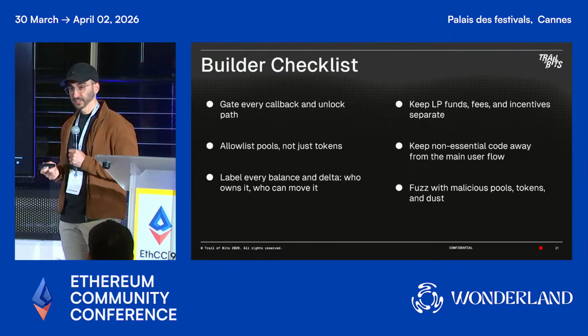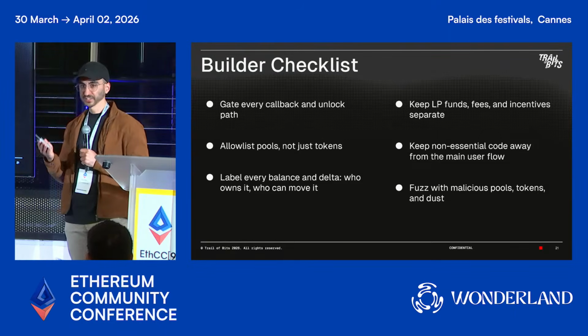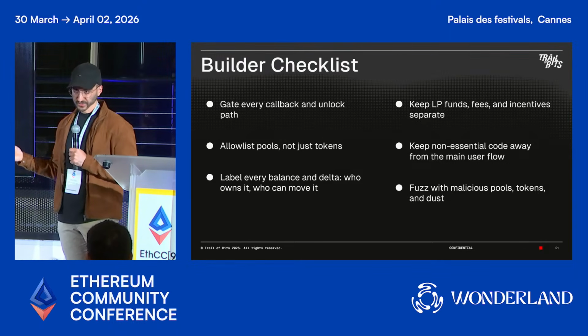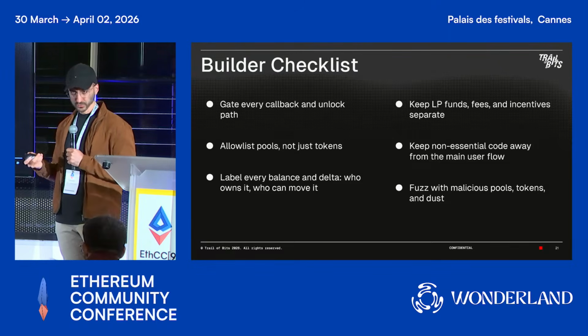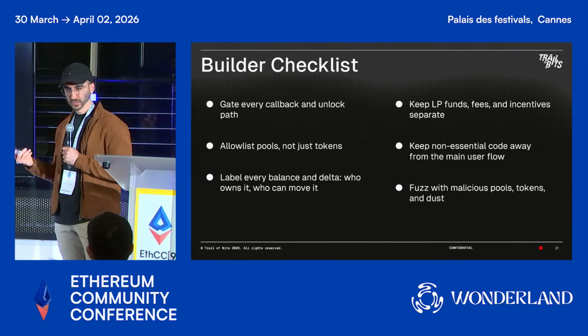Make sure any peripheral paths are not reverting or are not potentially DOSing the main user flows, like the withdrawal path. And as always at 12 bits, we always recommend to fuzz any single entry point that you can be thinking of, in order to make sure they are not missing on edge cases.